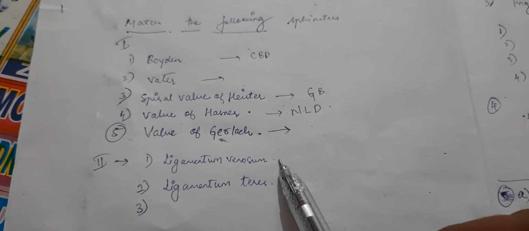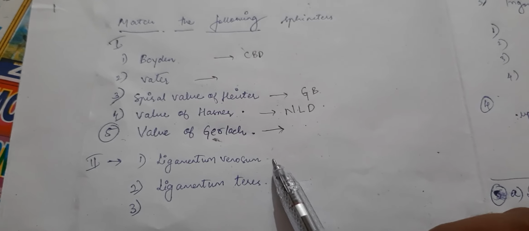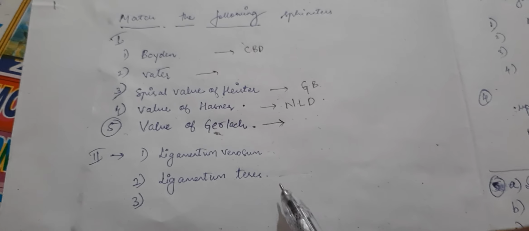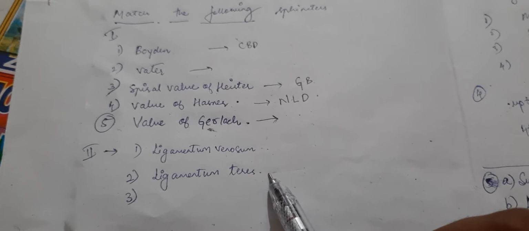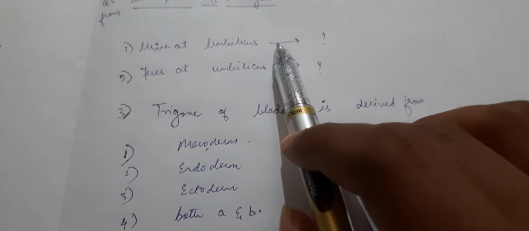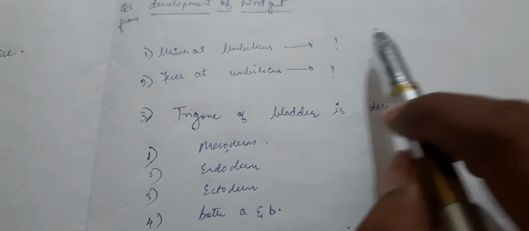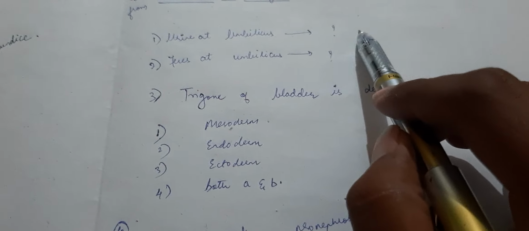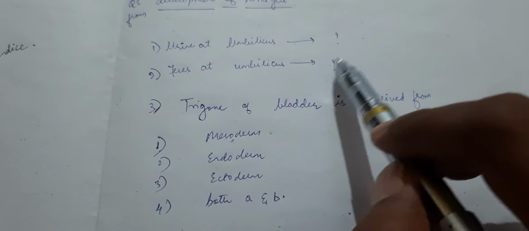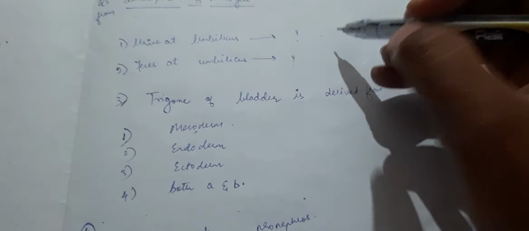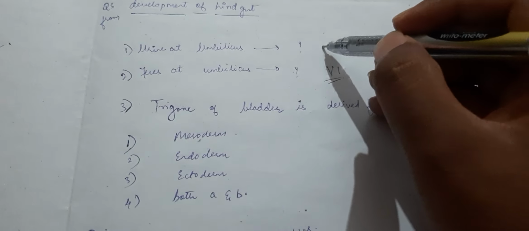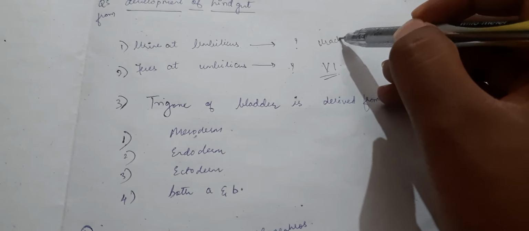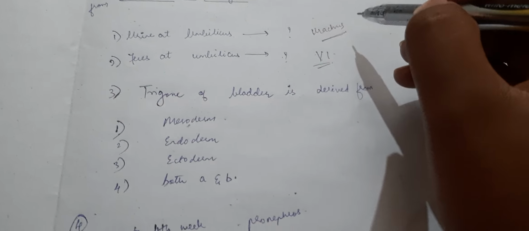Ductus venosus becomes the ligamentum venosum, a remnant. The left umbilical vein forms the ligamentum teres. Next. Urine at the umbilicus is a patent urachus. Feces at the umbilicus is due to a persistent vitellointestinal duct. Patent urachus is urine at the umbilicus.